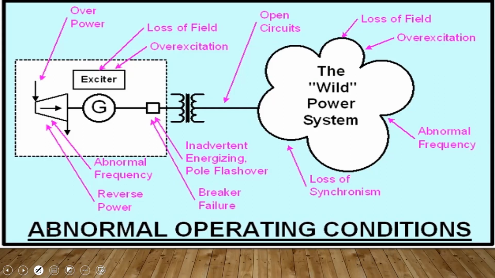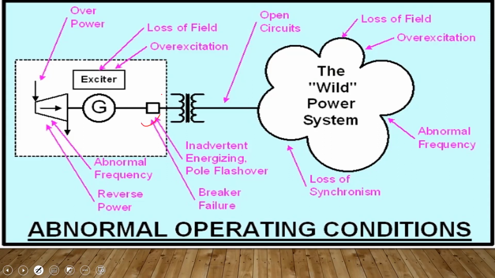We have some frequency issues. Reverse power, where your system, instead of generating, starts motoring. From your synchronous machine standpoint, a loss of field, overexcitation. These are issues that we'll have to address. And if they occur, we have to find a way to either protect that generator or protect the system.